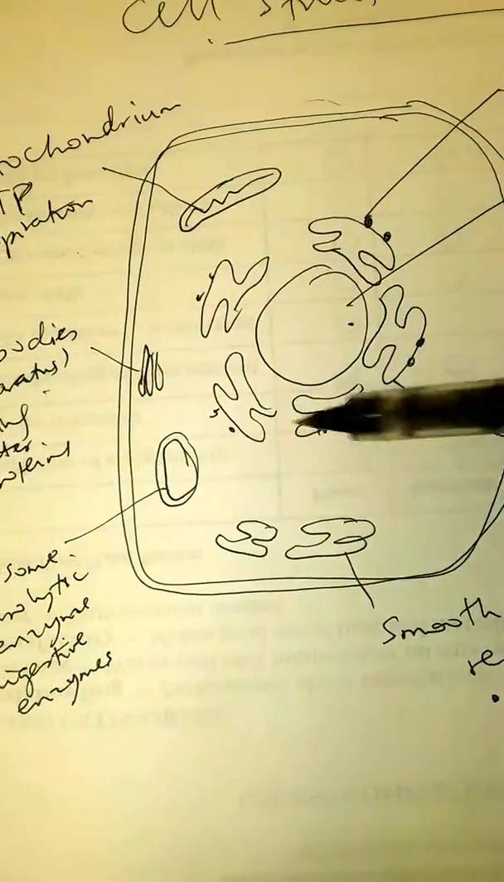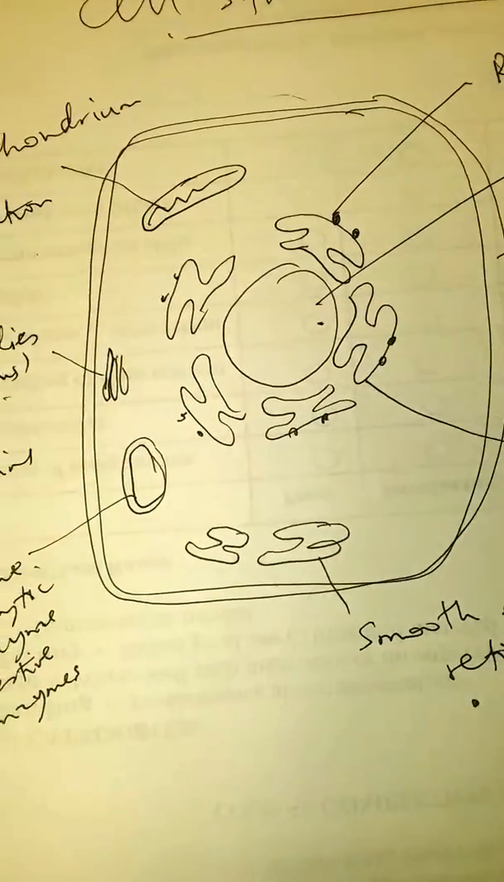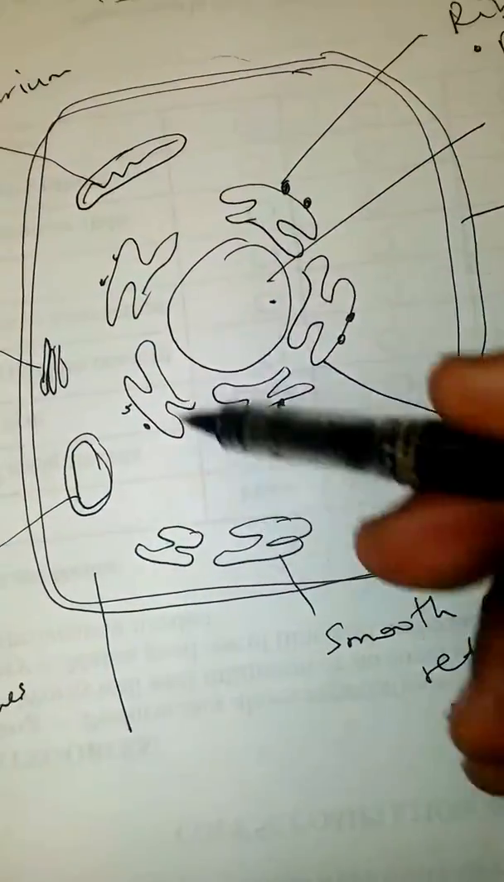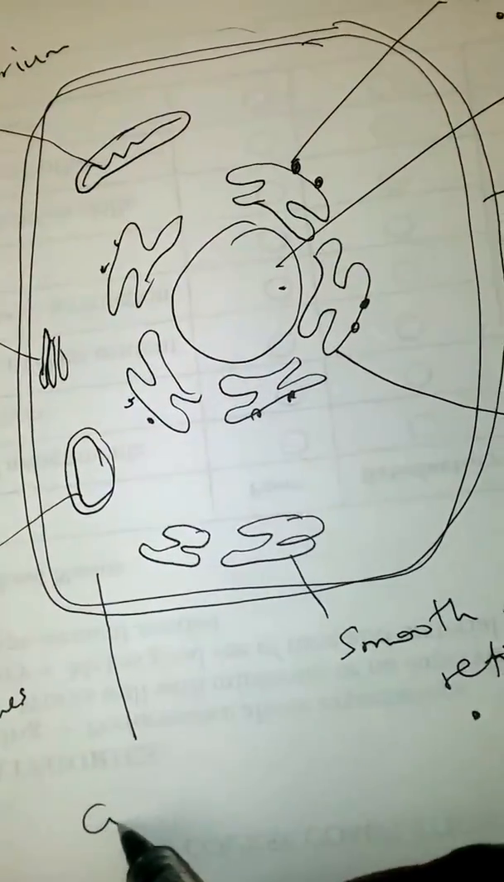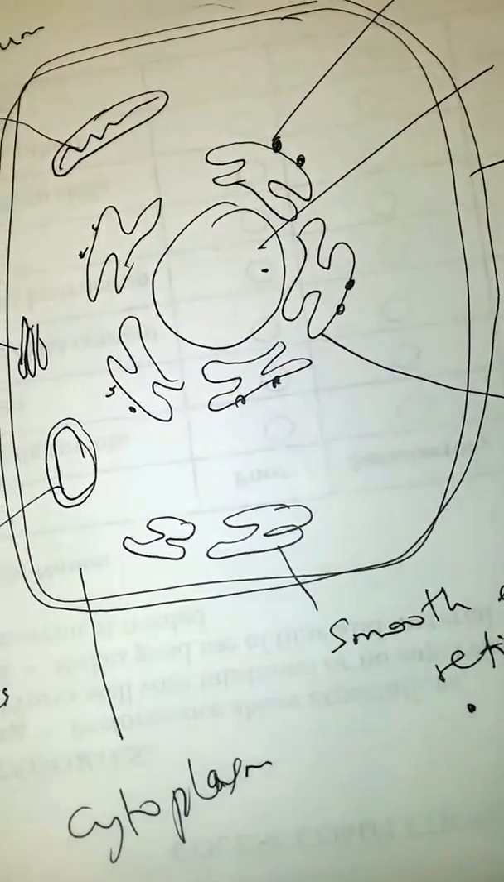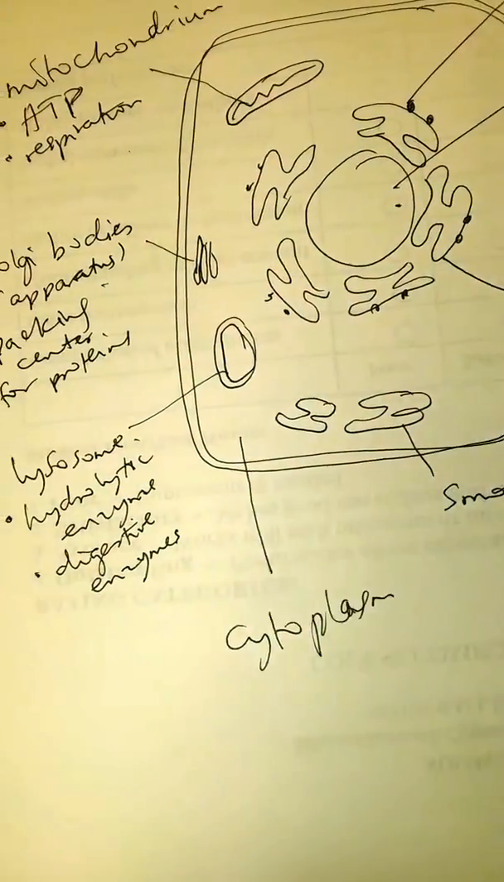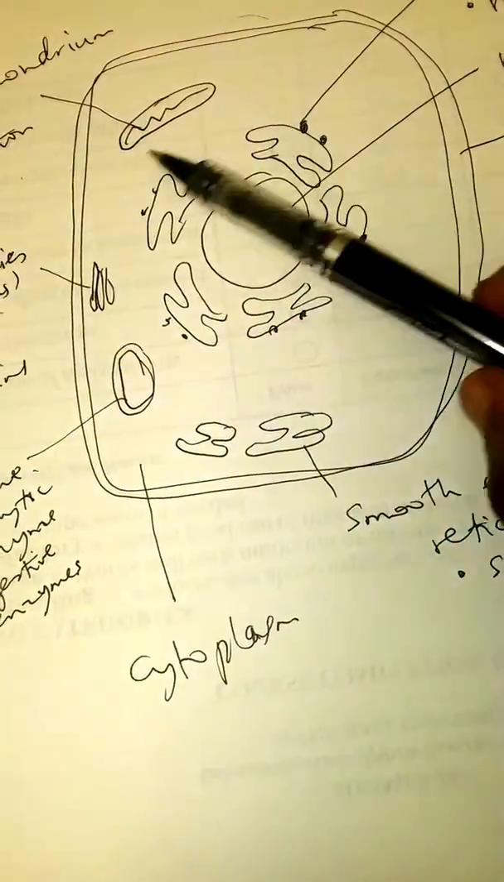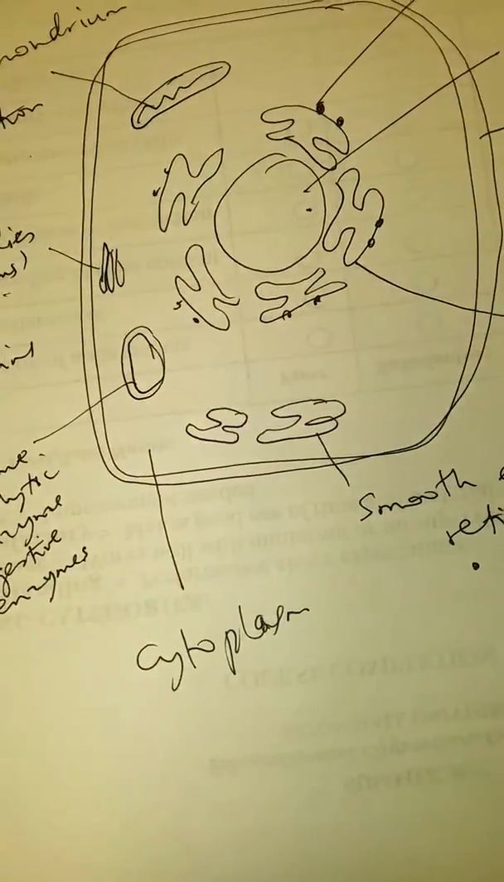Now, all these structures are known as organelles, okay, small organs within the cell. And the organelles are within the matrix here, or this place known as cytoplasm, okay. So the cell membrane encloses the cytoplasm, okay, right.